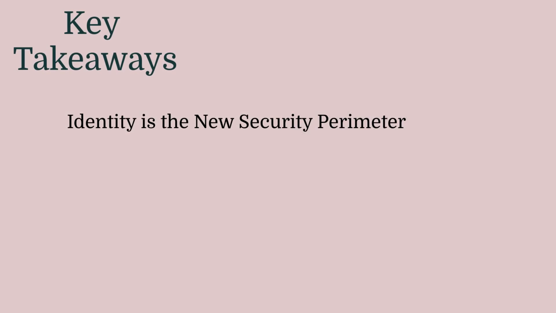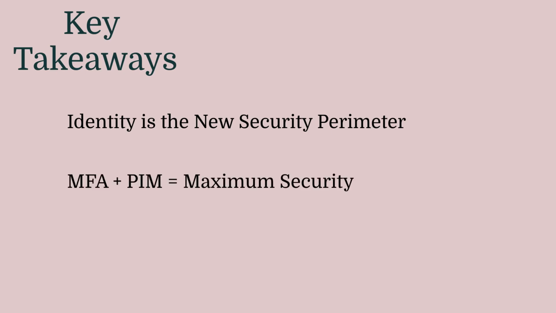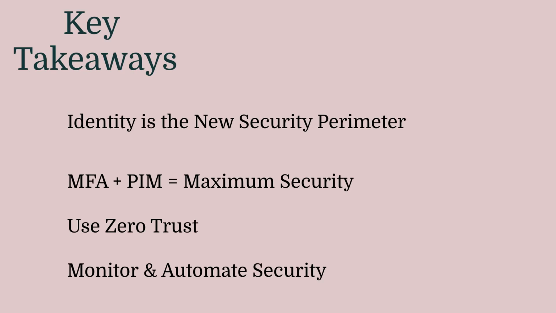Identity is the new security perimeter. Protect user accounts like your life depends on it. MFA plus PIM equals maximum security. Always use multi-factor authentication and privileged identity management. Use Zero Trust. Never trust a device or user without verification. Monitor and automate security. Use Microsoft Sentinel to detect threats.